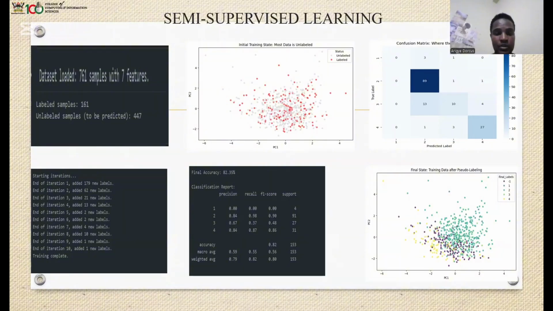Hello everyone, this is Arije Docas. I'm going to take you through some semi-supervised learning and the other parts. So this slide provides a high-level overview of a semi-supervised learning workflow, demonstrating how a model can learn from a small amount of labeled data to categorize a much larger set of unlabeled information. Here is a breakdown of the process as it appears from left to right.